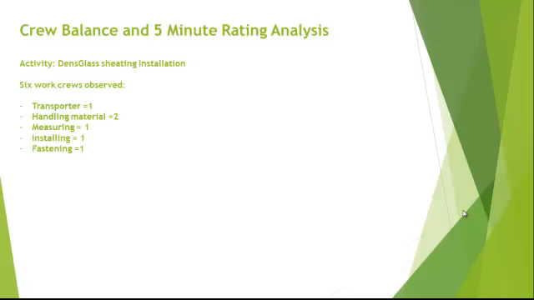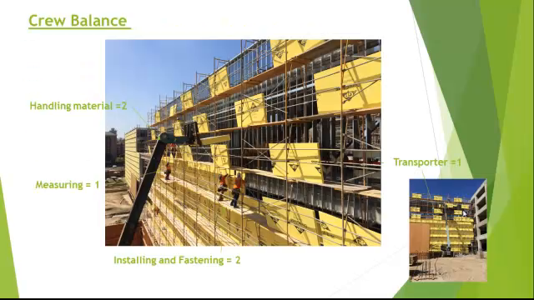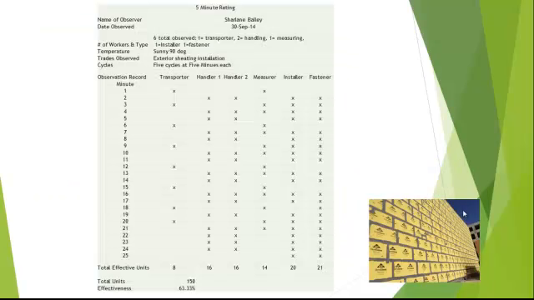A 6-person crew of dense glass sheathing installers was observed for the crew balance and 5-minute rating analysis. 5 cycles of 5 minutes each of the sheathing installation were observed. The total effective units was 95 out of 150 units possible. The crew worked at 63% effectiveness during the 25-minute period.